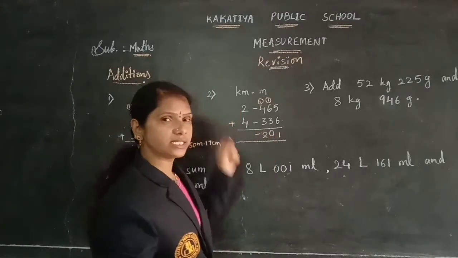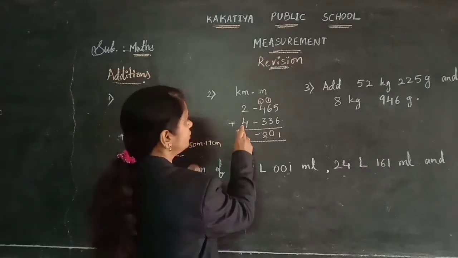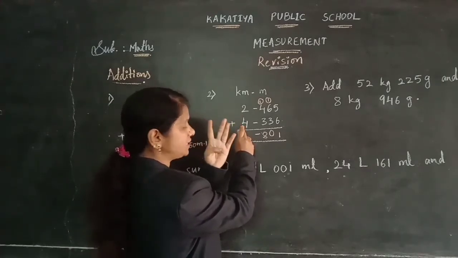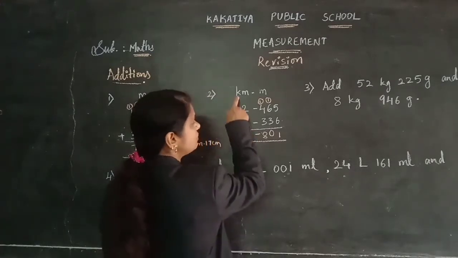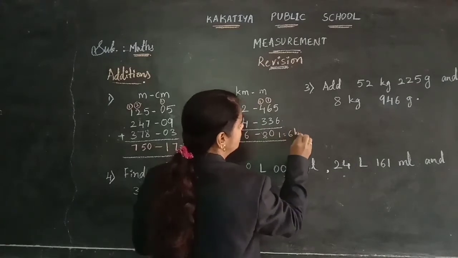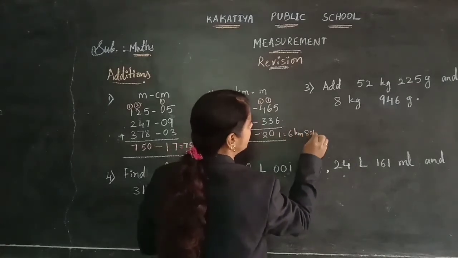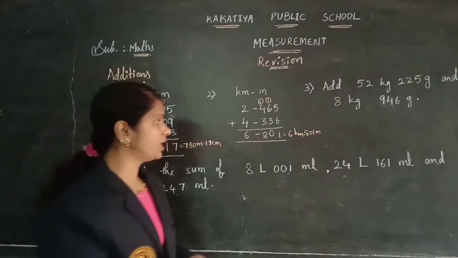Now 2 after next 4: 3, 4, 5, 6. We are getting 6. So what will be the answer here? 6 kilometers, 801 meters. Okay, 6 kilometers, 801 meters.